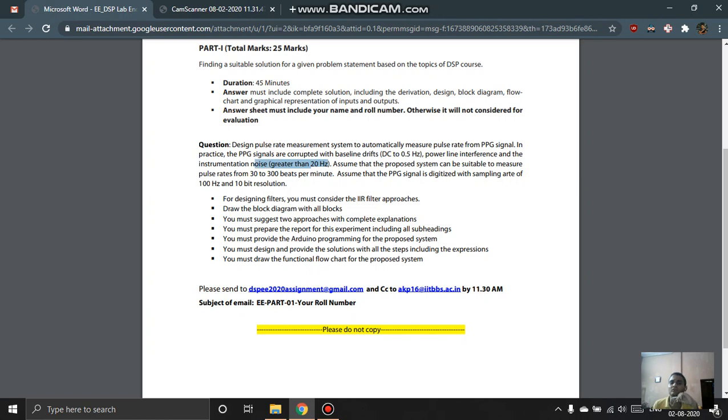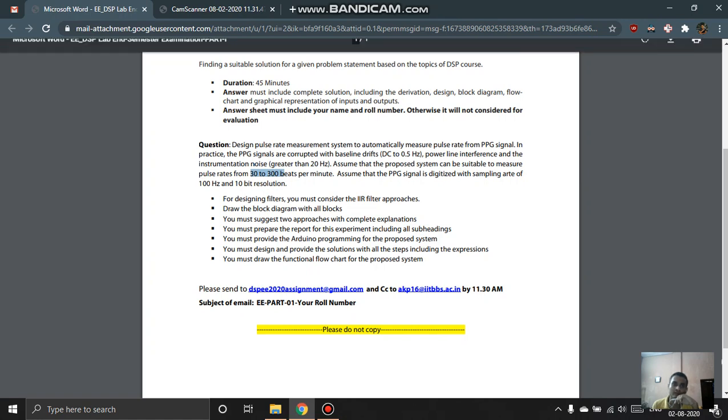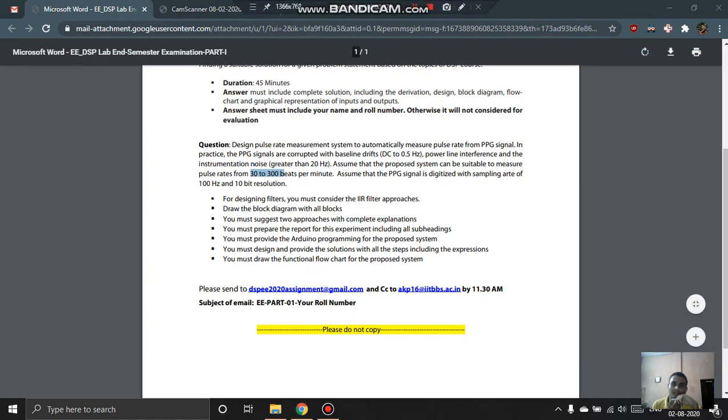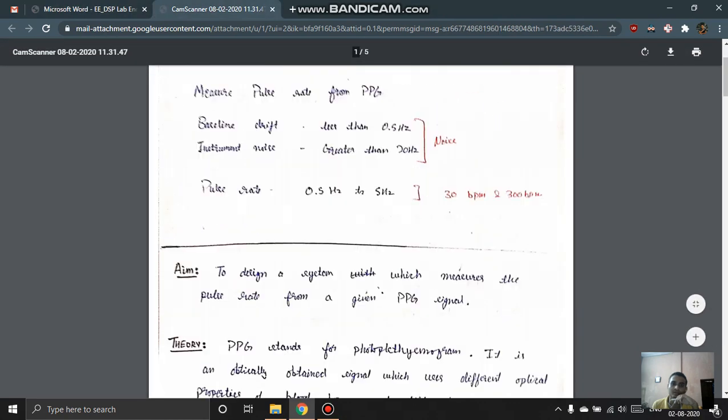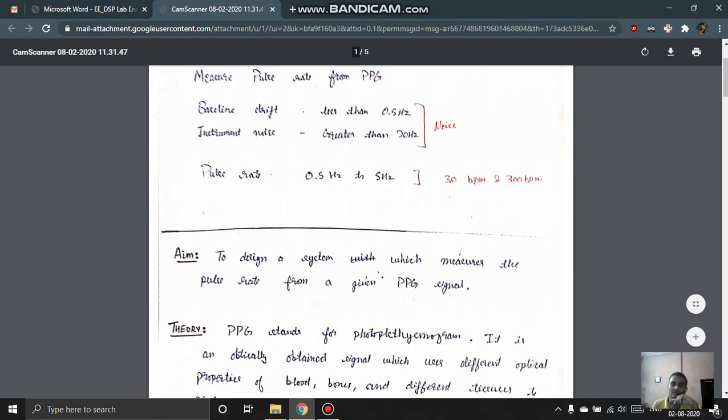So we have to filter out these noises and then perform some signal processing to find the pulse rate. Also, it is given that the suitable range for pulse rate is 30 to 300 bpm, which translates to 0.5 to 5 hertz, which is our desired range in which we'll perform the signal processing. So this is my submission.